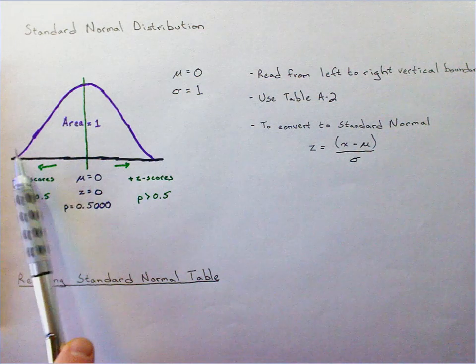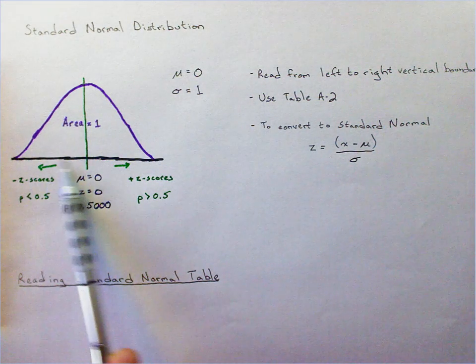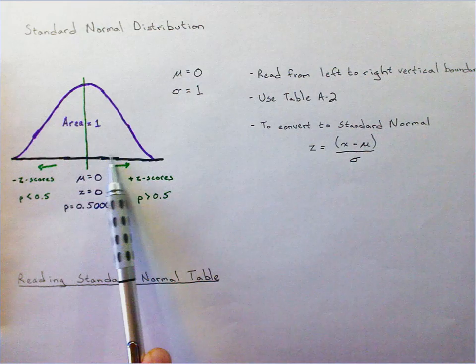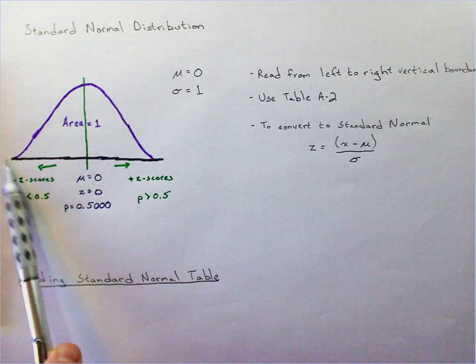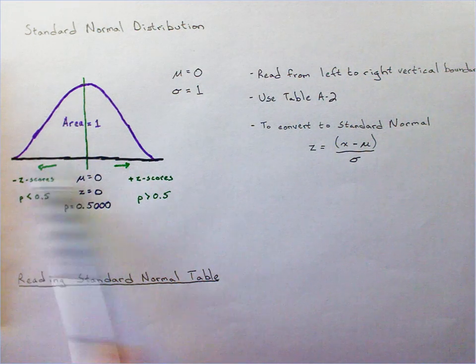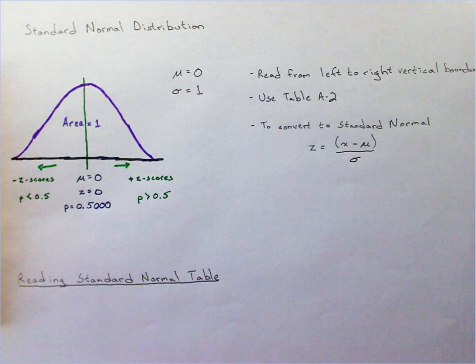To read our density curve and the area underneath it, the way our table is set up, the readings are from left to a right vertical boundary, wherever that is. So that's how our tables read. We're always starting from here and reading this way. You need to make sure you know how to use table A2.